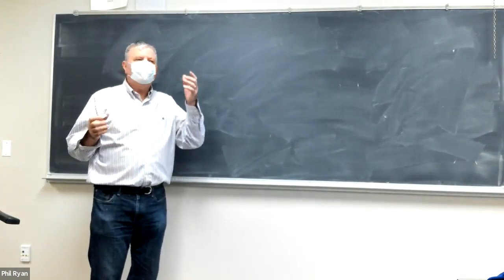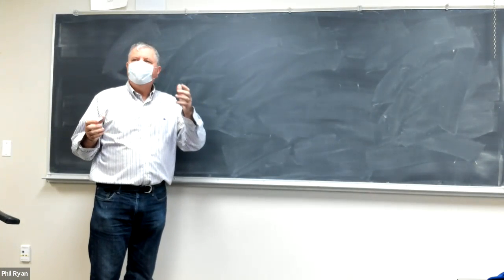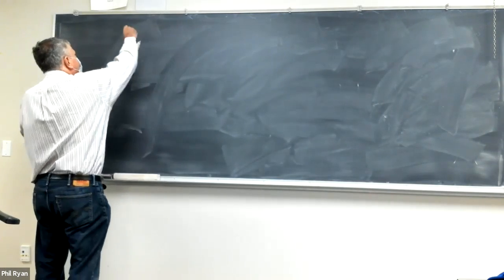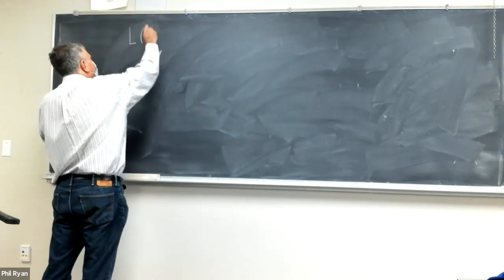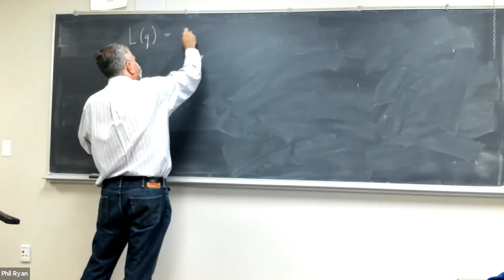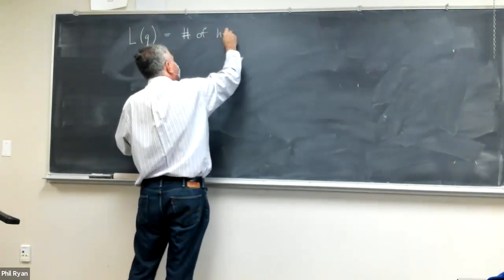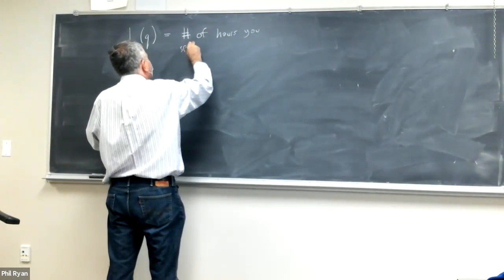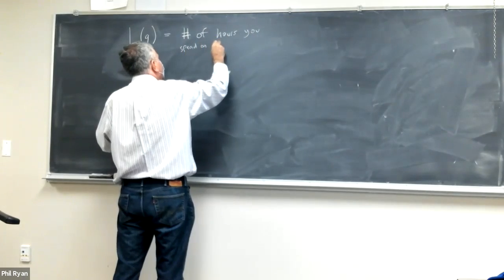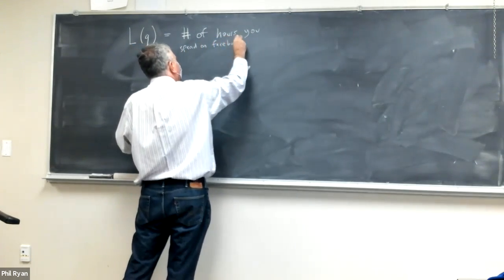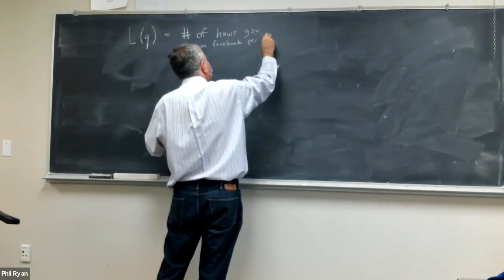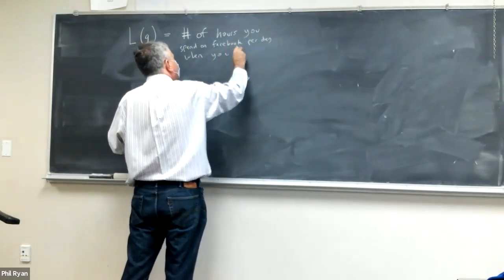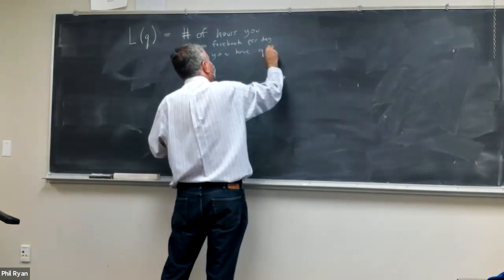So let's do another example. I know none of you use Facebook, but let's pretend that you do. So let L of Q be the number of hours you spend on Facebook per day when you have Q friends.